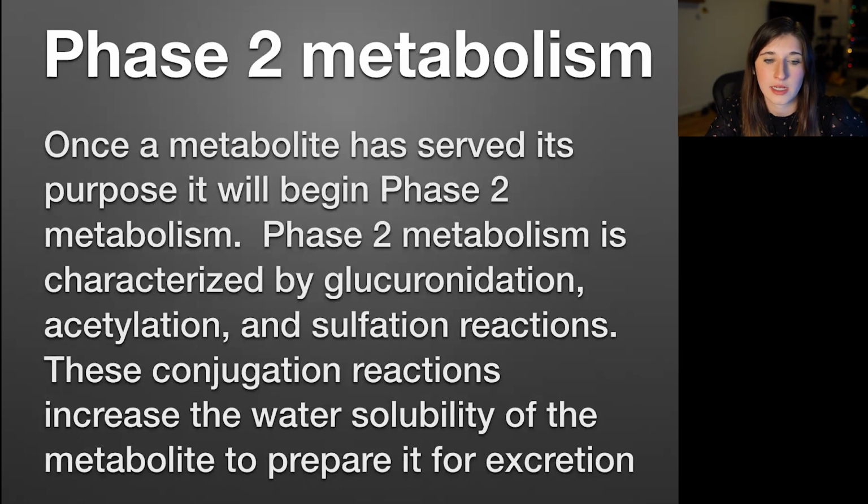So once a metabolite has served its purpose, it will go on to phase two metabolism, in which it is going to be either acetylated or affected by glucuronidation or sulfation reactions. And these conjugation reactions increase the water solubility even more. And the sole purpose of this is to prepare the metabolite for excretion.